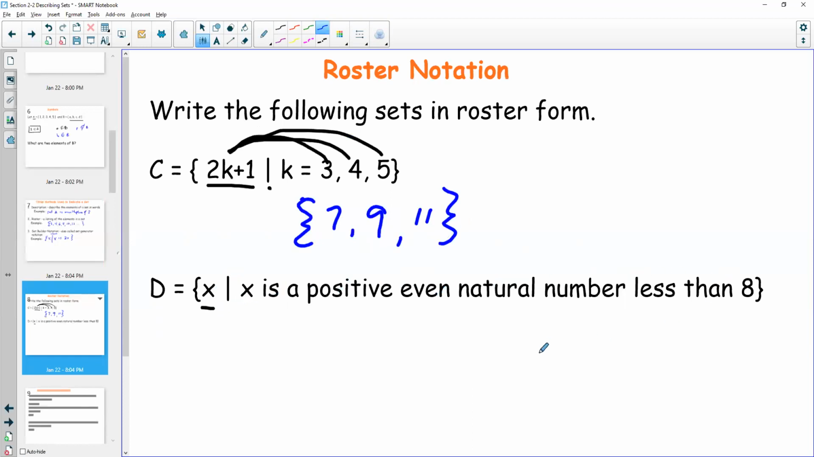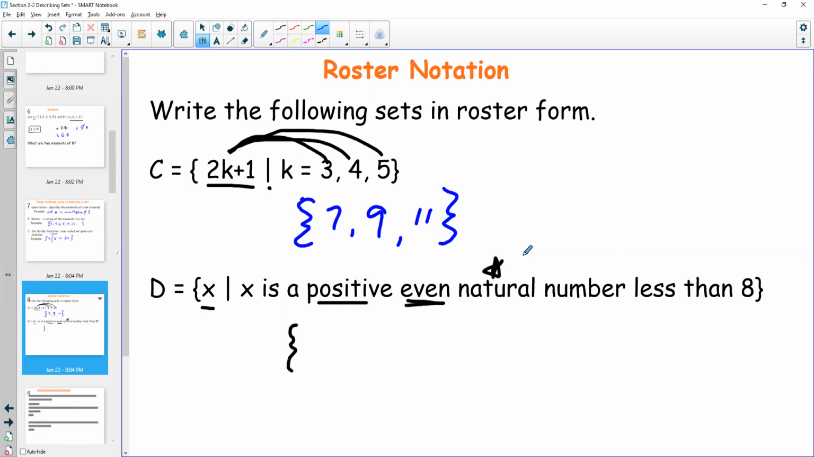This one, D, says D is X, where X is a positive, even, natural number less than 8. So we have to take it apart. First, everything we put in this roster, in this set, has to be positive. They all have to be even also. And then the trick here is natural number, right? Do you remember what the natural numbers are? Natural numbers are numbers we can count on our fingers, literally. So we can't count 0 on our fingers. We can't count half on our fingers.